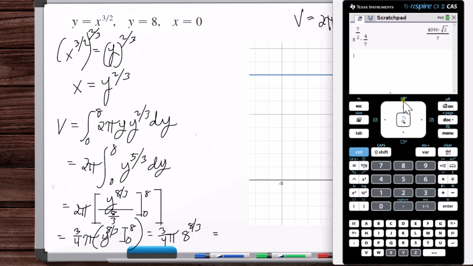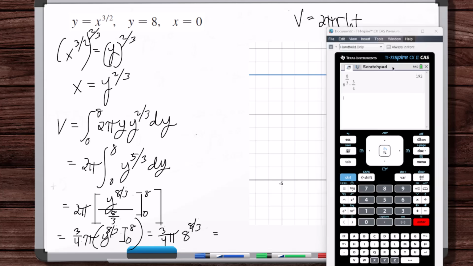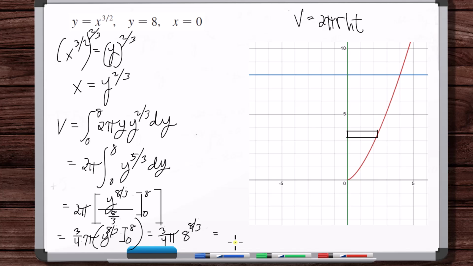Okay. So 8 to the 8/3 times 3/4 gives 192. So 192 pi.